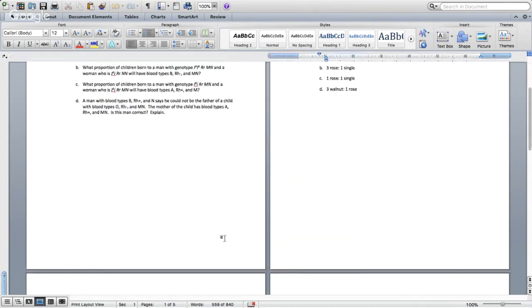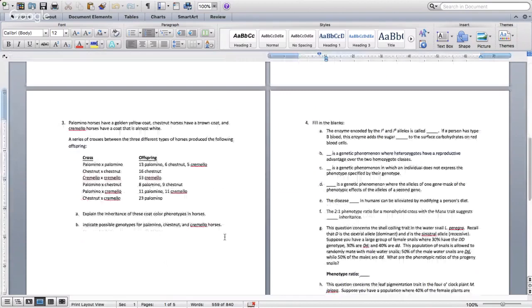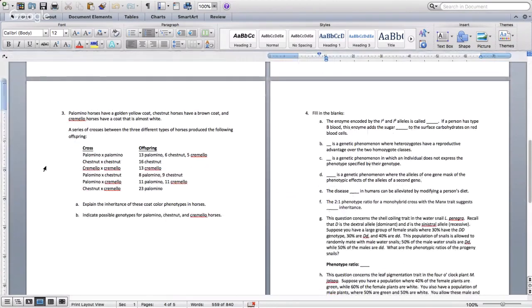For number 3, the inheritance of the coat color phenotype in horses, we found it had polygenic inheritance. So just like for number 2, it had 2 genes controlling one trait, and that made it possible for several different phenotypes. That's what we saw for these horses. And we weren't able to figure out the possible genotypes for all of them. So, yeah.